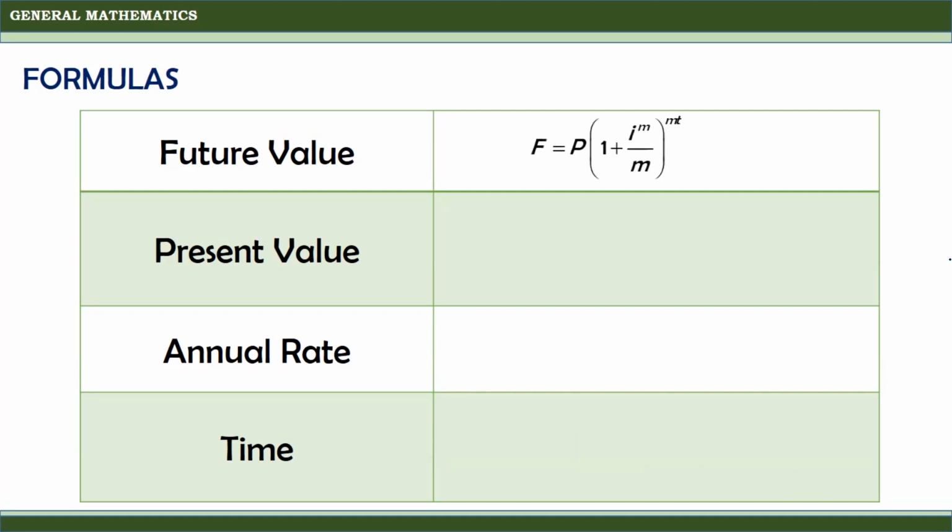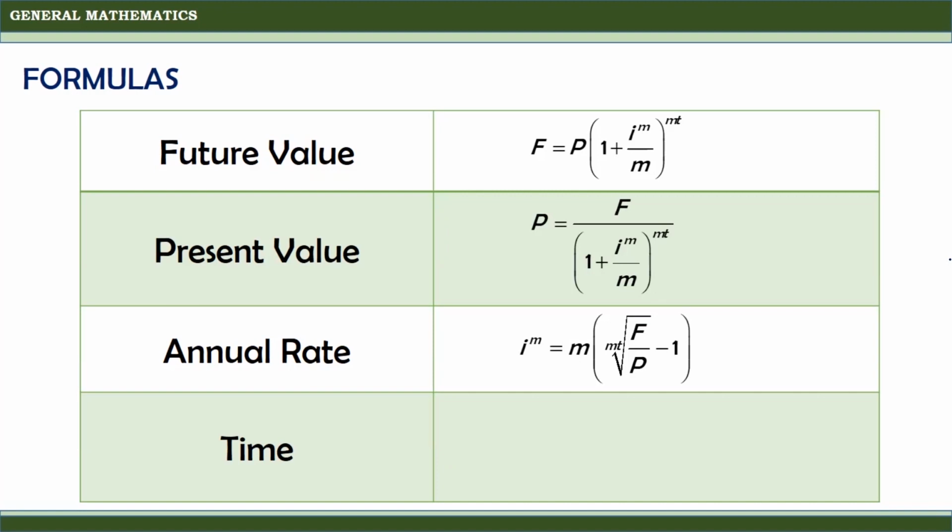The formula for the future value is F equals P quantity 1 plus IM divided by M raised to MT. For the present value, we have F divided by 1 plus IM over M raised to MT. For the annual rate, we have IM equals M times MT root of F divided by P minus 1. And finally, for the time, we have logarithm of F divided by P to the base 1 plus IM divided by M, all over M.